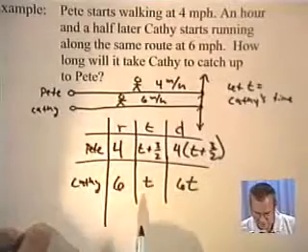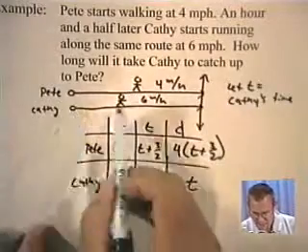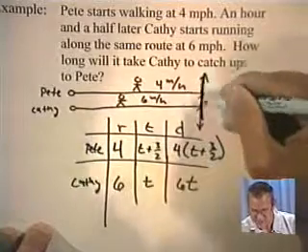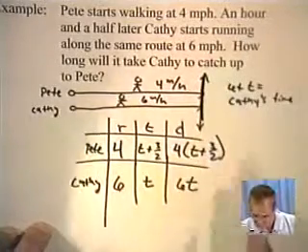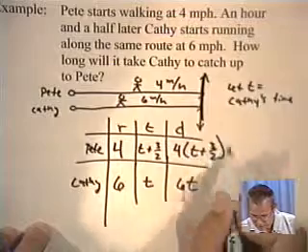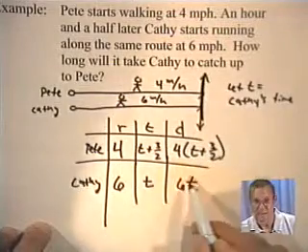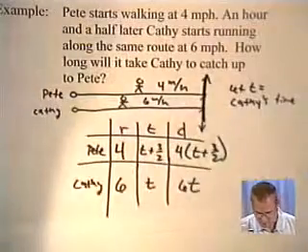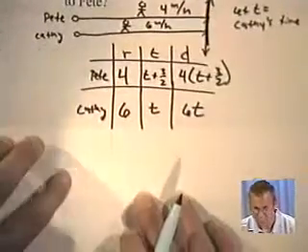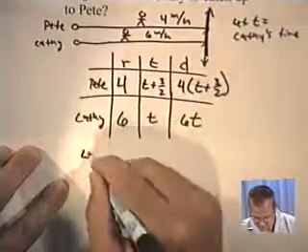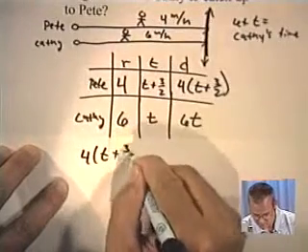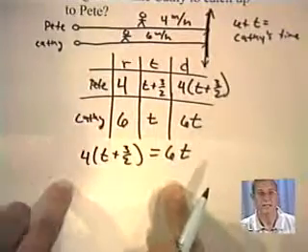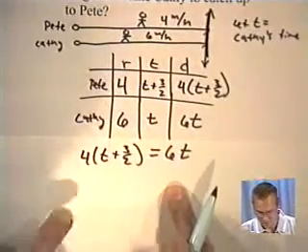Well, the whole point of the problem is to figure out how long it takes Kathy to catch up to Pete. So notice, their distance must be exactly the same. So here's Pete's distance. It must equal Kathy's distance. So the equation then must be Pete's distance must be exactly the same as Kathy's distance, and we'll solve.